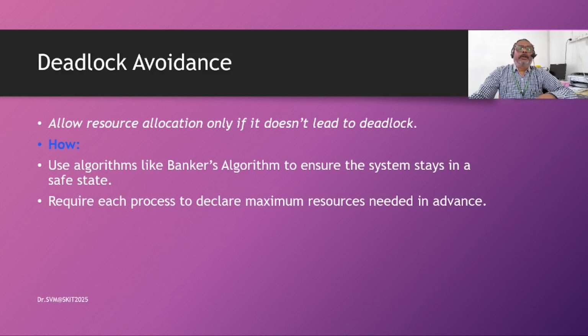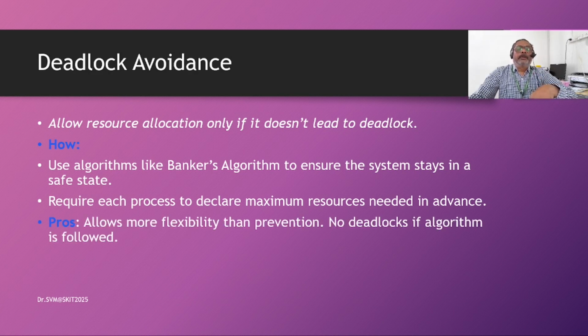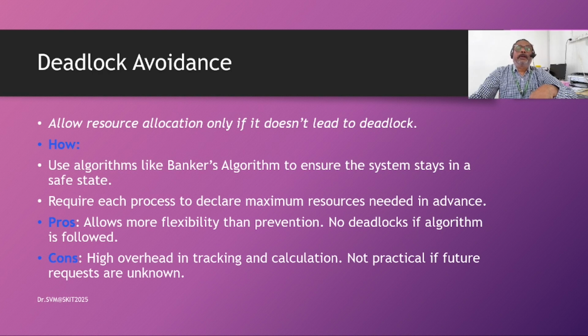This requires each process to declare the maximum resources it needs well in advance. Before starting its work, it has to define what resources it requires and the maximum number of resources it requires. So in advance, each process has to tell what is required before starting its job. Advantage: more flexibility than prevention, and no deadlocks if the algorithm is followed. Negative side: high overhead in tracking and calculation.